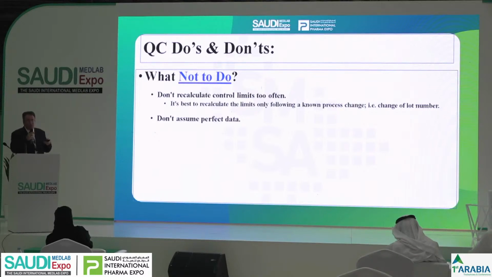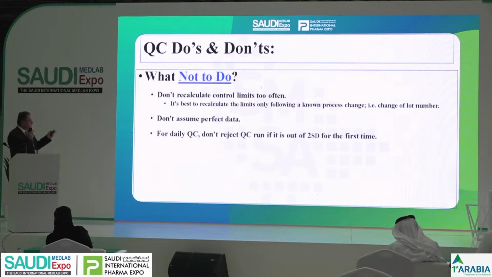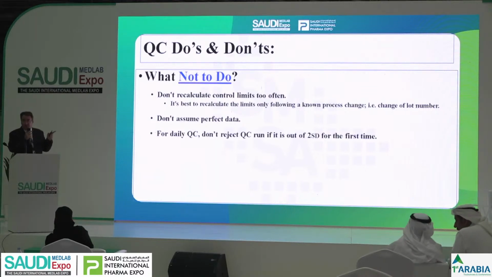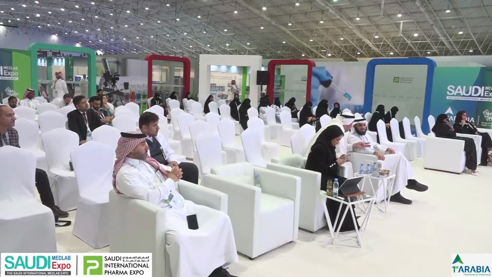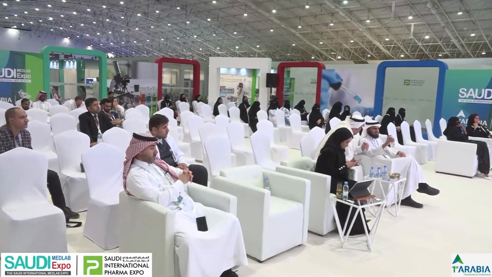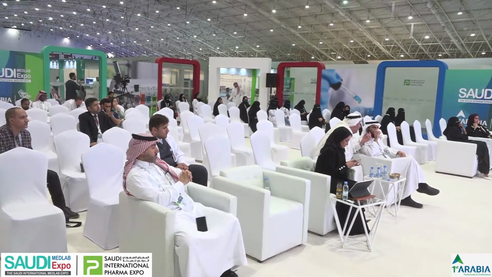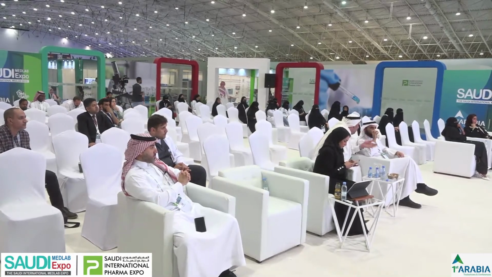Okay, 1% of the data will be out of 3SD. Do not assume perfect data. For daily QC, do not reject a QC run if it is out of 2SD for the first time, because you will be rejecting good QC.